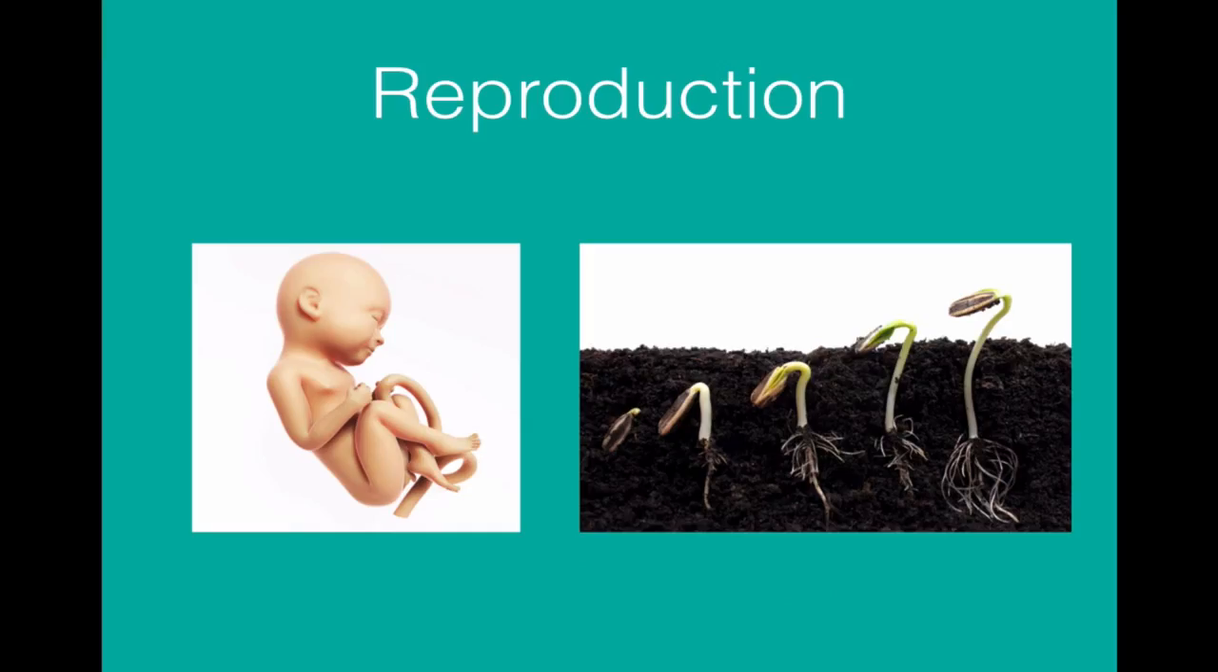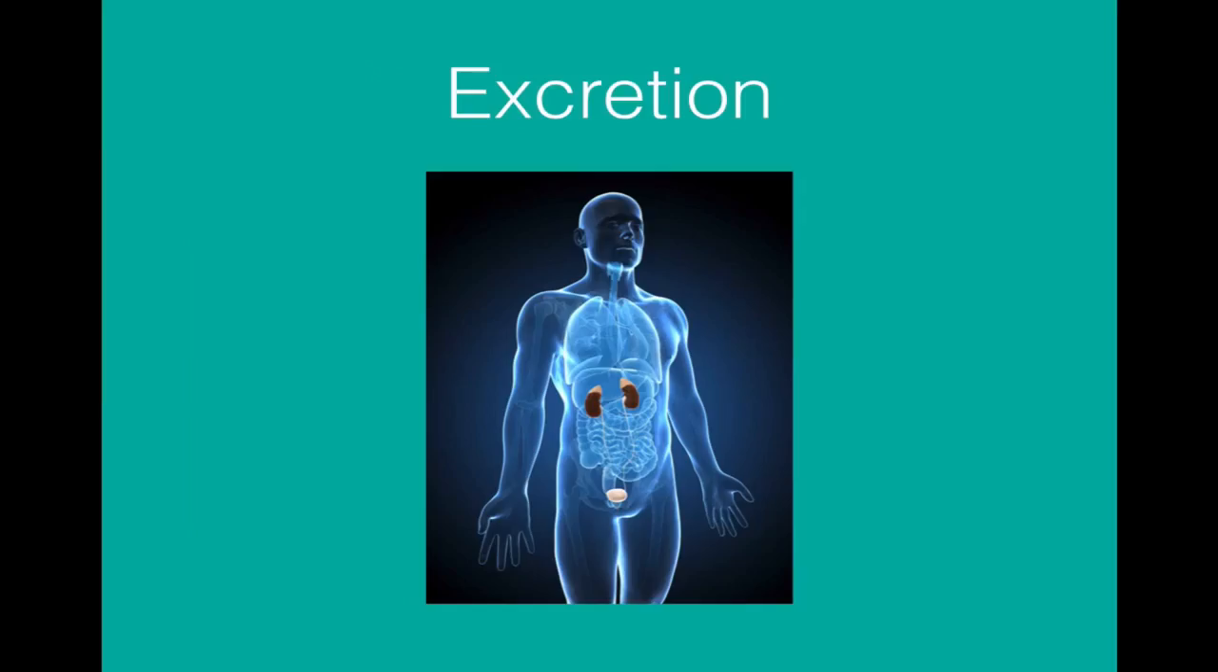The fifth characteristic is reproduction, and reproduction is the production of new organisms from the existing generation. This can be through sexual reproduction, where two individuals combine to make a new generation, which is more varied, or by asexual reproduction, where an existing organism clones itself, so you get an offspring that has the same genetic material as the parent.